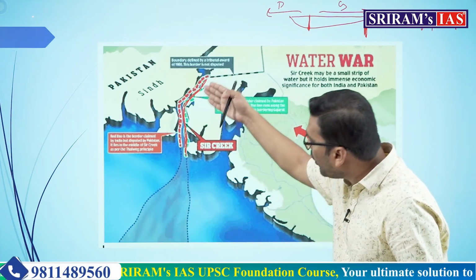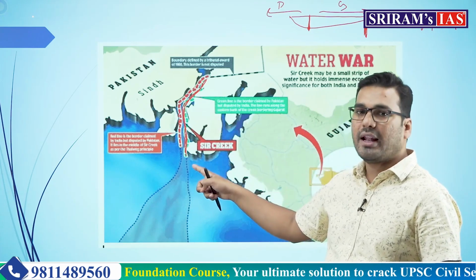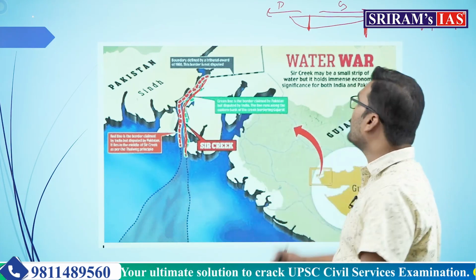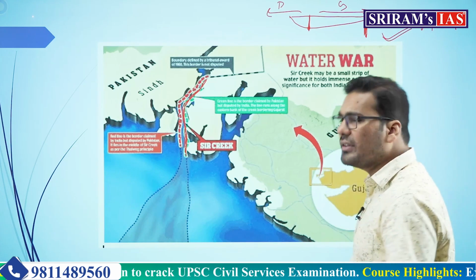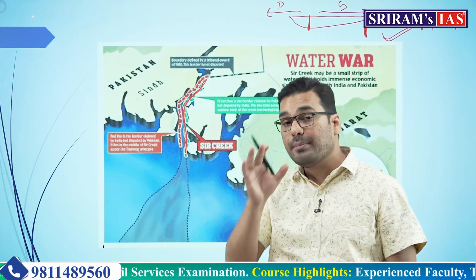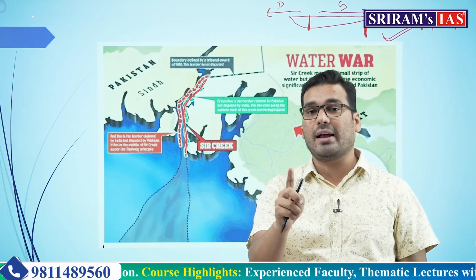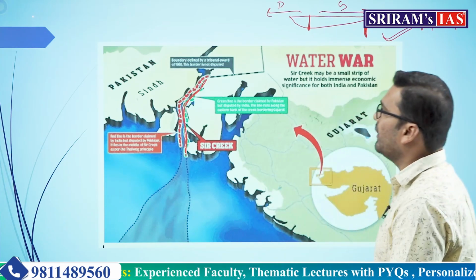Pakistan says no, according to the colonial map, this should be the line. India says no, this is a water body, so we should follow the Thalweg principle. So this is how the dispute is. I'm explaining all these disputes from a very geographical angle. I hope you are enjoying this geographical lens.